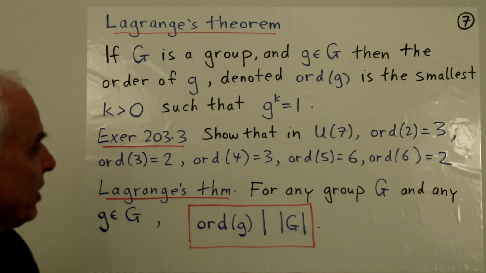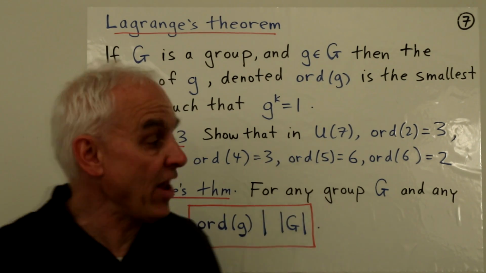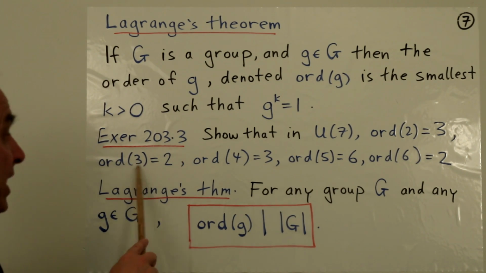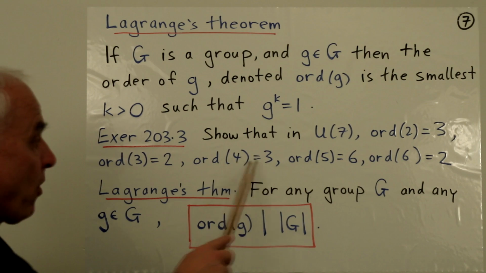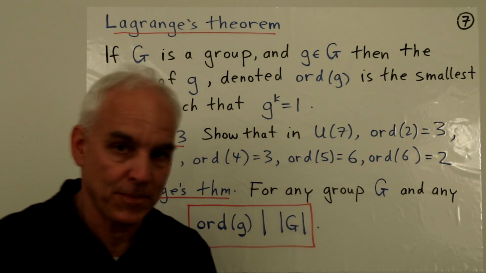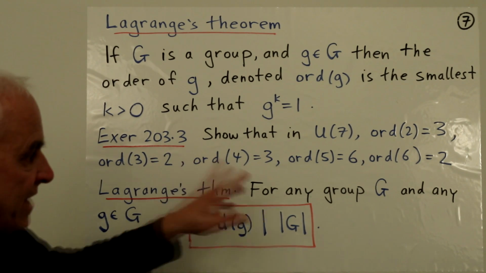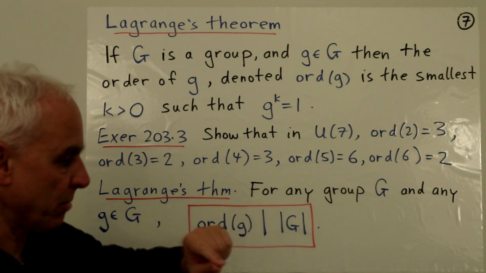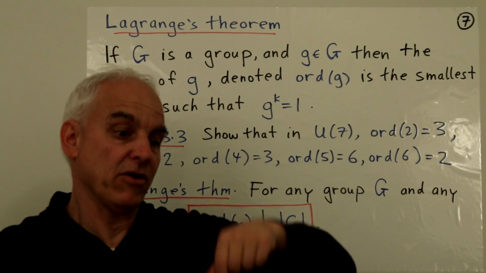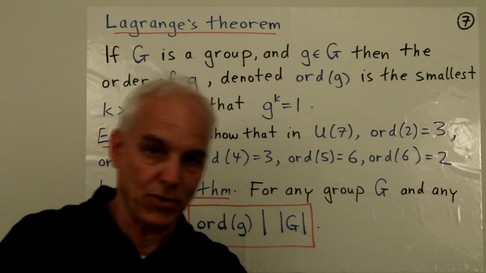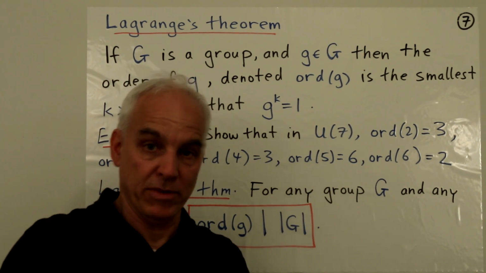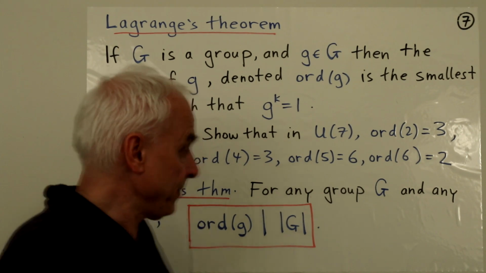All right, so an example: if you look in the unit group of 7, you can check that the order of the element 2 is 3, the order of 3 happens to be 2, the order of the element 4 is 3, the order of 5 is 6, and the order of 6 equals 2. From this data, we can see that 5 is a little bit special because you need 6 powers of it to get back to 1. That means that the various powers of 5 will cycle through all of the elements of the group. So that's actually a generator or a primitive element for 7.